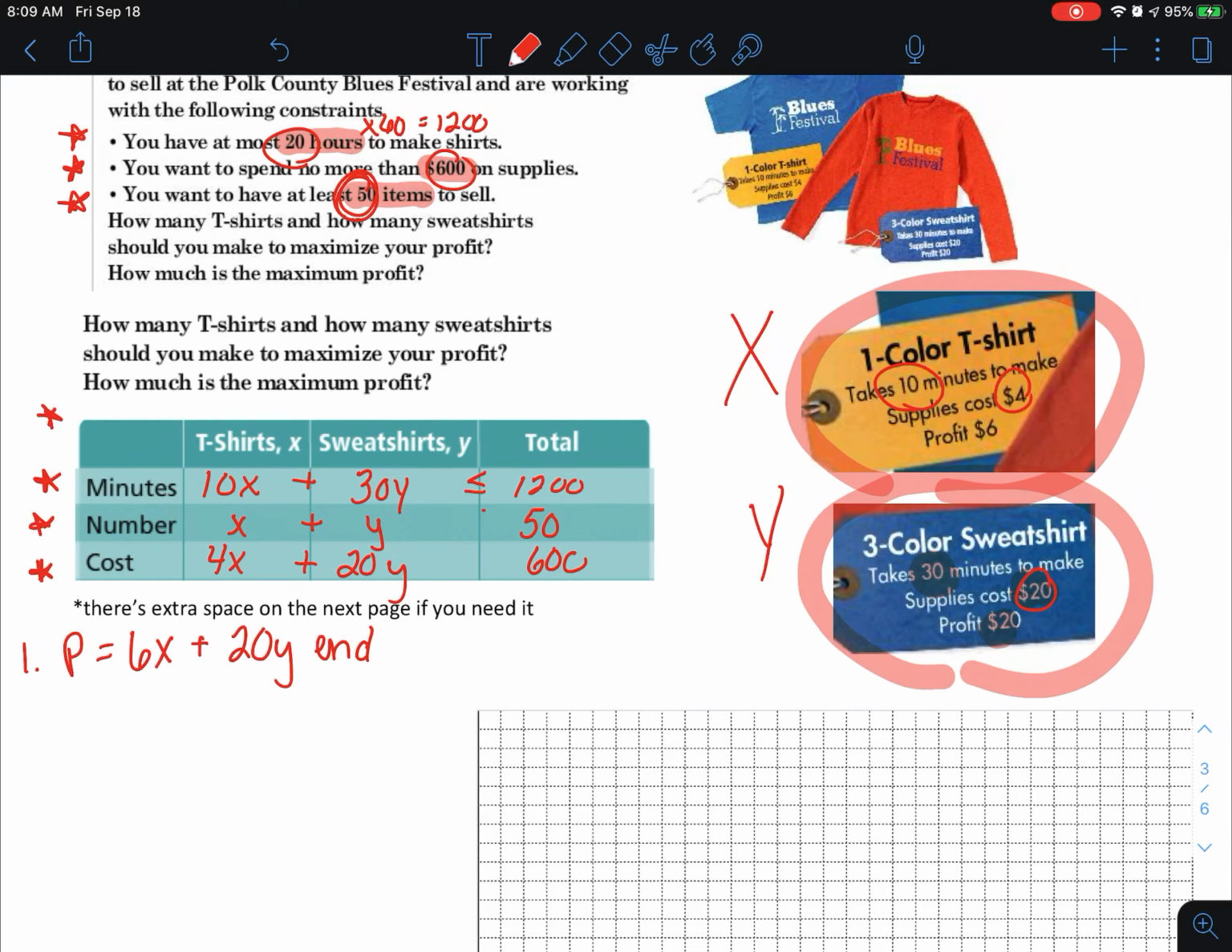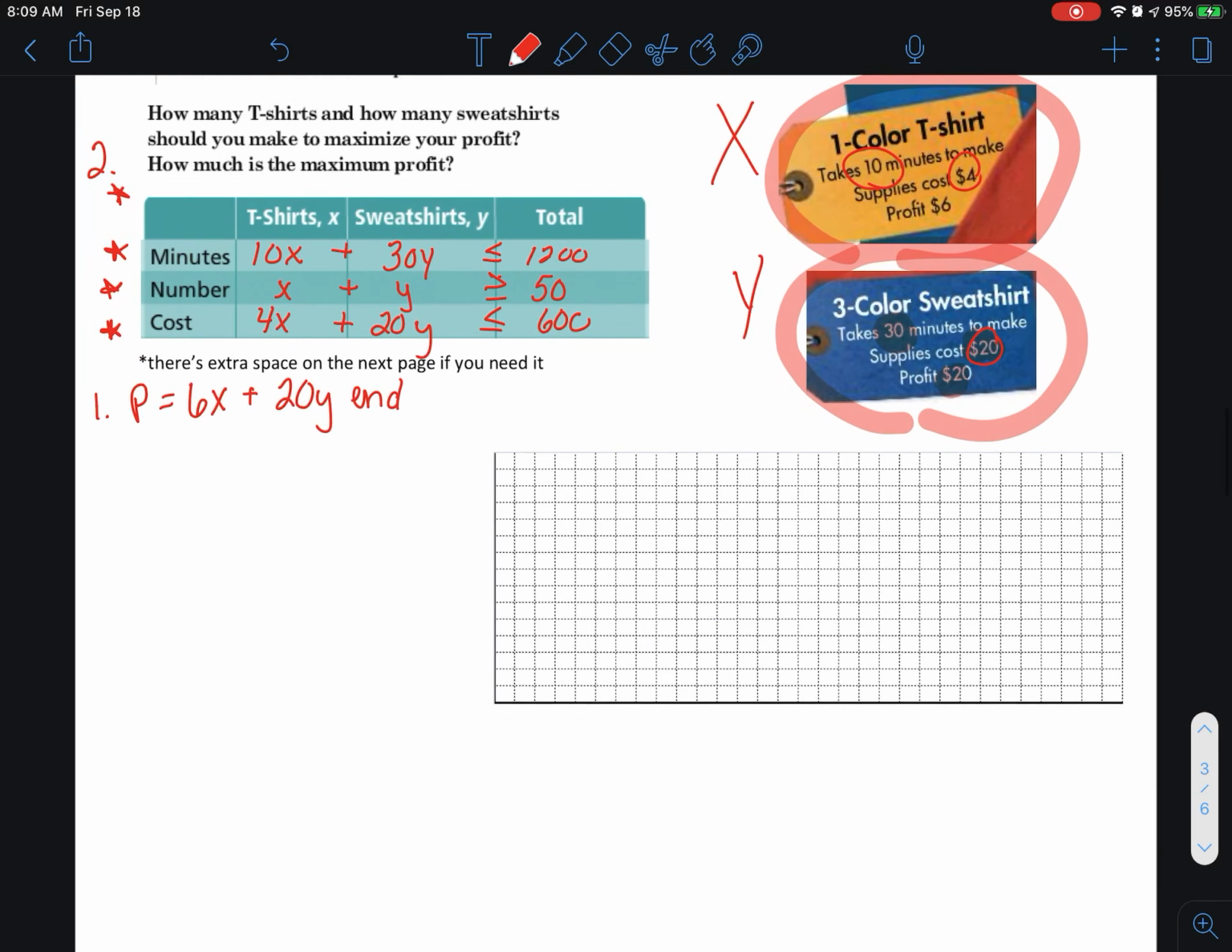We have to make more than or equal to 50 shirts because it says you have to sell at least 50 shirts. And we have to spend less than or equal to $600. So that is our step 2. Step 3, so this little chart is step 2. Step 3, we have got to make our y equals. So this is step 3.